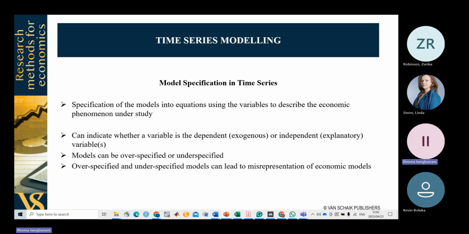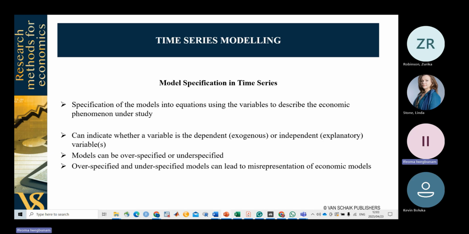And within that model specification, one needs to be careful not to over-specify or under-specify the model. Over-specification of the model happens when we have maybe two similar variables that can explain the same event at the same time in the same analysis, and using them can lead to the problem of multicollinearity or serial correlation, depending on the type of analysis we are trying to conduct.